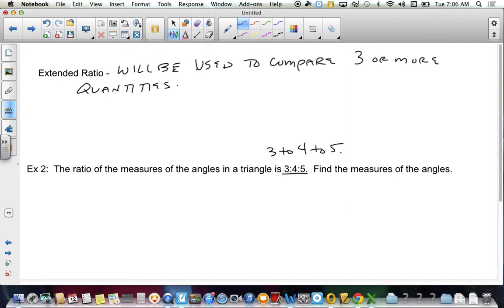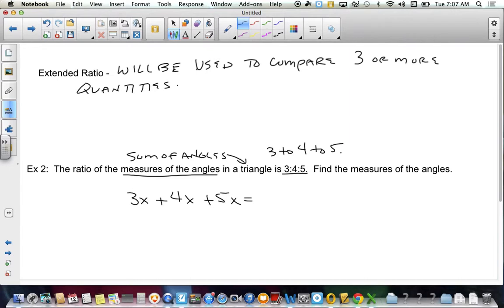So first we understand what we're comparing and what we're looking for: the measures of angles. So we're going to extend that. We want to start out by making a sum, and we're going to add an x to each one of these. So this will become 3x plus 4x plus 5x. We do that because we know what the sum of the measures of the angles of a triangle is. Remember, the sum of the angles of a triangle is equal to 180 degrees.